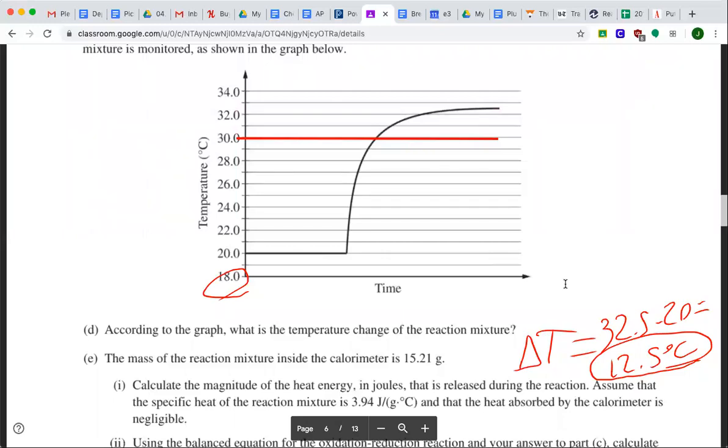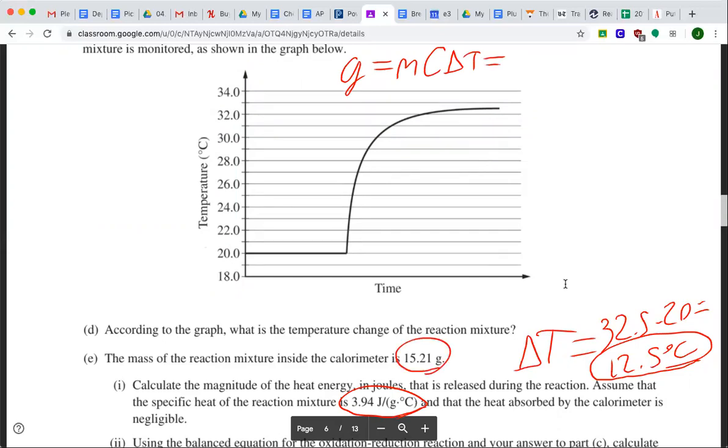Let me erase these markings because we don't need them anymore. And here's what we've got. This is our specific heat, right? So this is a specific heat capacity question, or a calorimetry question. We use the equation Q, which is heat released, equals m c delta T. In that case, that equals the mass, 15.21 grams, times specific heat, which is 3.94 joules per gram degrees Celsius.